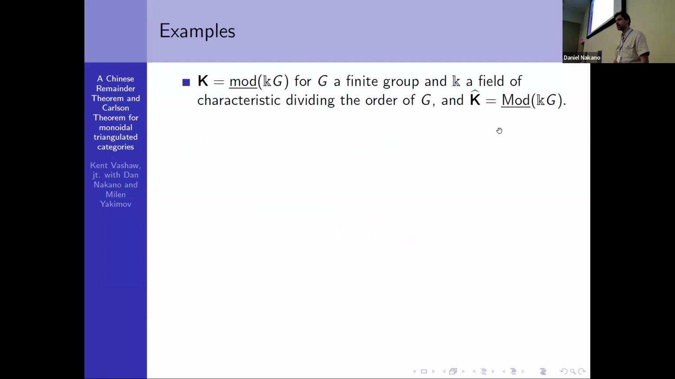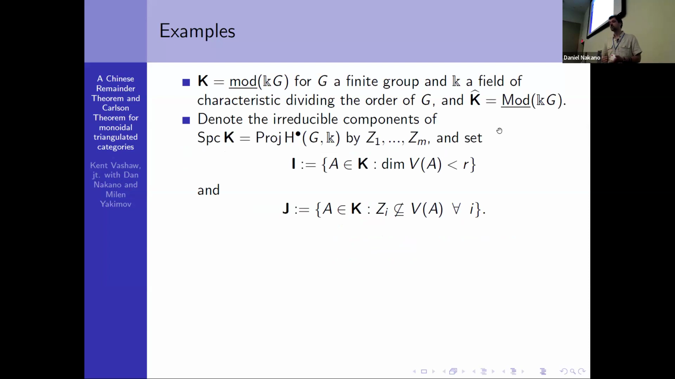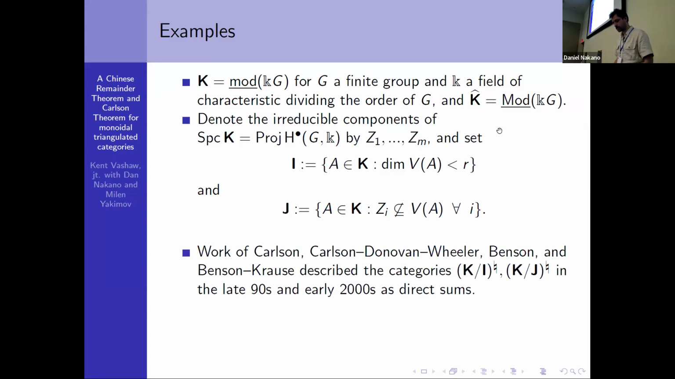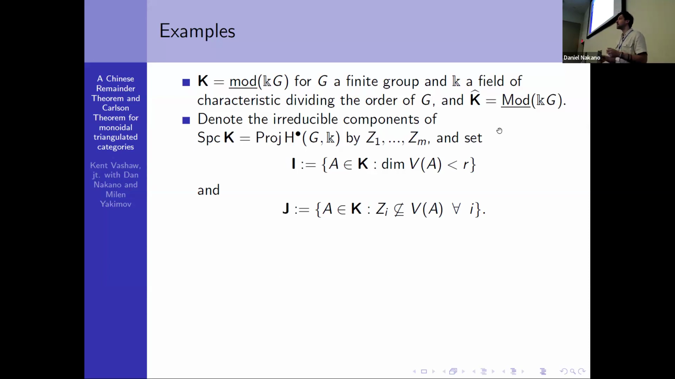Okay, and then the last example I want to say is, in particular, if K is the stable category for some finite group, over a field of characteristic dividing the order of G. In this case, the big stable category, K hat, is just the stable category of arbitrary modules of kG. Then we can consider the irreducible components of Spec K. Spec K in this case is the same as Proj of the cohomology ring. We have some irreducible components Z1 to Zm, and we define I as those objects A of K such that the dimension of V of A is less than r, and J as those objects of K such that each of these irreducible components is not contained in V of A. I think r is supposed to be the maximum of the dimensions of Z1 up to Zm.